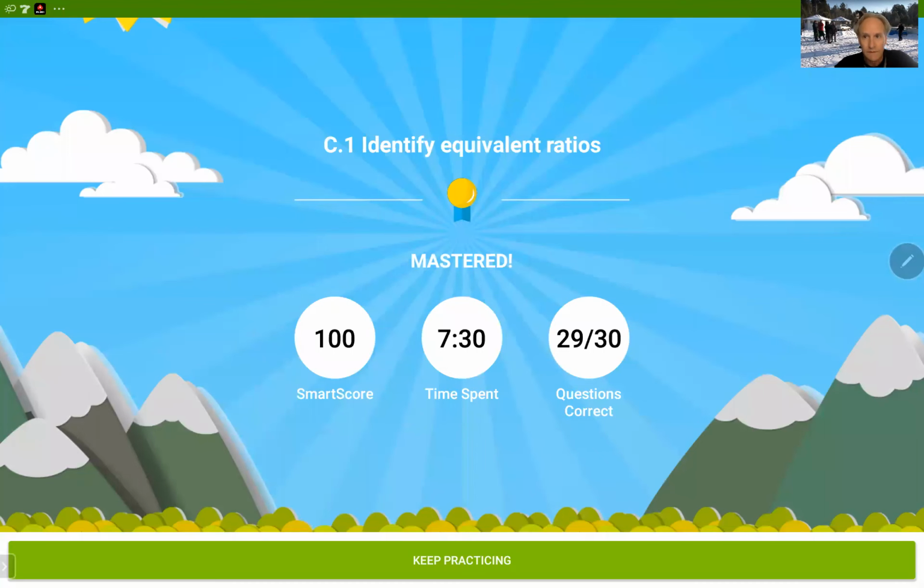And we're all done. Just have to reduce your initial ratio and then check your others by multiplication or division.